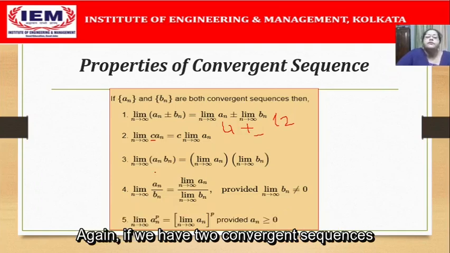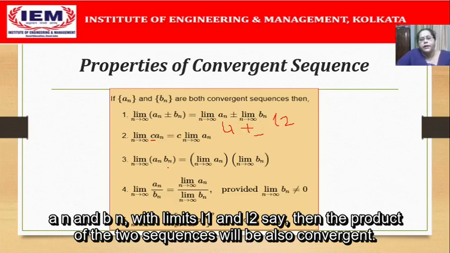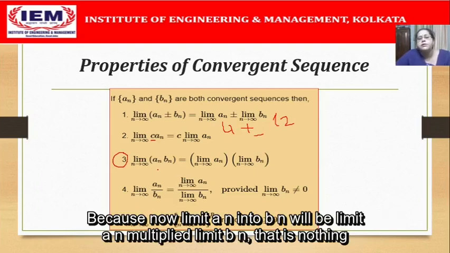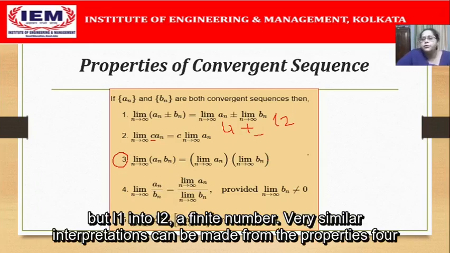Again, if we have two convergent sequences a_n and b_n with limits L1 and L2 say, then the product of the two sequences will also be convergent. This is what is told by this property, because now limit of a_n times b_n will be limit a_n multiplied by limit b_n, that is nothing but L1 times L2, a finite number. Very similar interpretations can be made from properties 4 and 5.